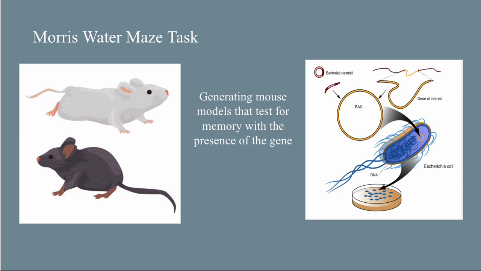This task consisted of a 7-day training phase. Mice of all different genotypes, meaning color, size, and gene makeup, were tested. The purpose of this task was to see how mice utilize their spatial cues and visual cues to locate a hidden escape platform that scientists made within the maze.